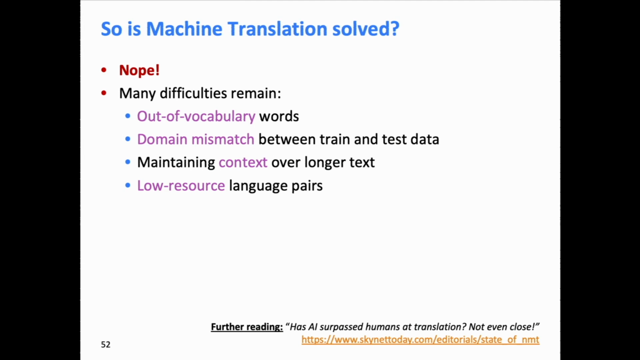Another difficulty is low resource language pairs. Everything we've talked about so far has assumed that you have access to a very large parallel corpus, but what if you don't? What if you're trying to translate to or from a language that has relatively little text available online, for example? So that could be pretty difficult.